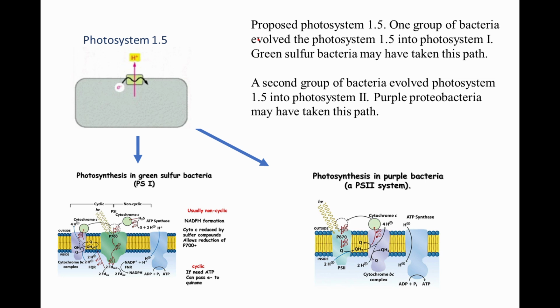Both photosystems contain chlorophyll and carotenoids in their photon harvesting antenna. Both photosystems include the same or similar proteins, enzymes, and cofactors. The proposal is that photosystems 1 and 2 evolved from a common ancestor that had a proto-photosystem called photosystem 1.5. One group of bacteria evolved the photosystem 1.5 into photosystem 1. Green sulfur bacteria may have taken this path. A second group of bacteria evolved photosystem 1.5 into photosystem 2. Purple proteobacteria may have taken this path.